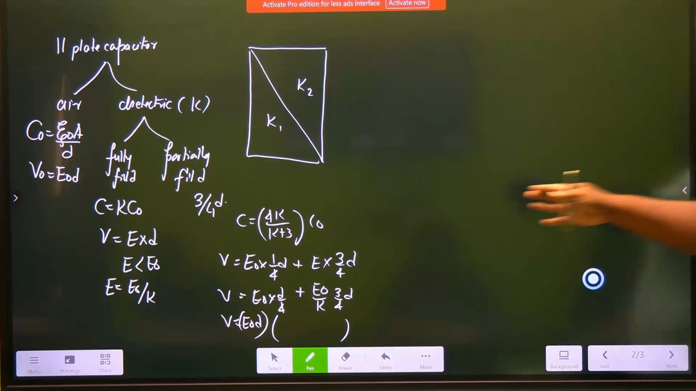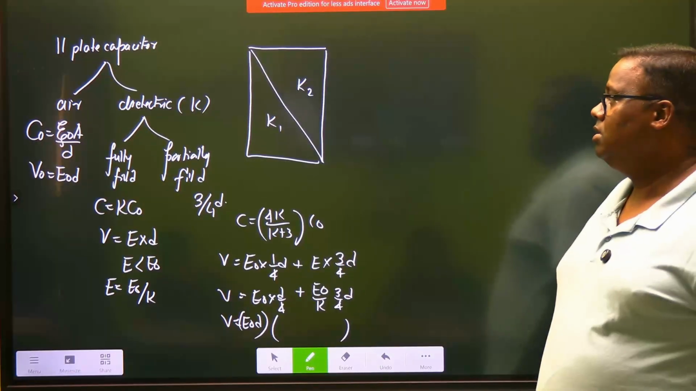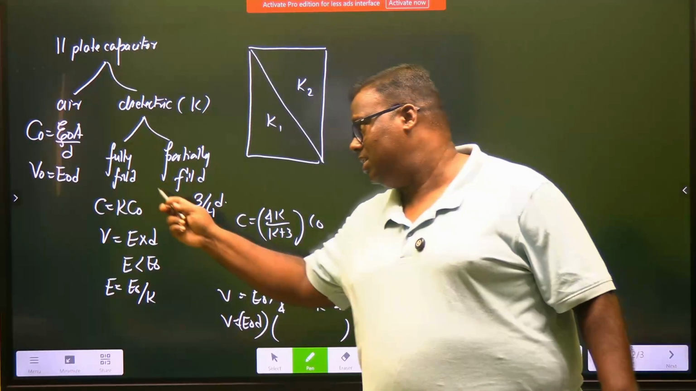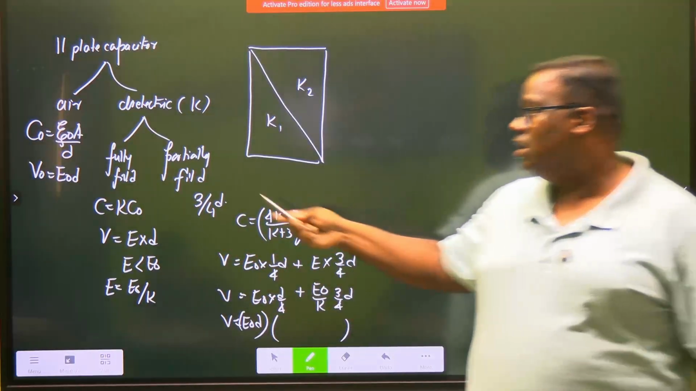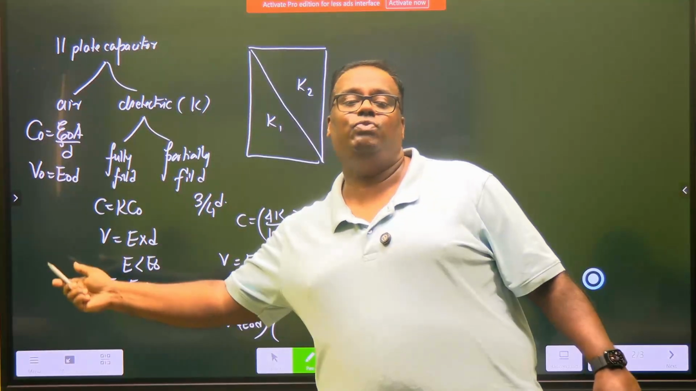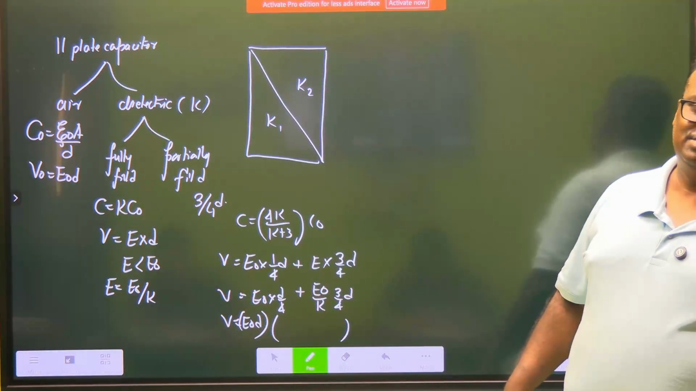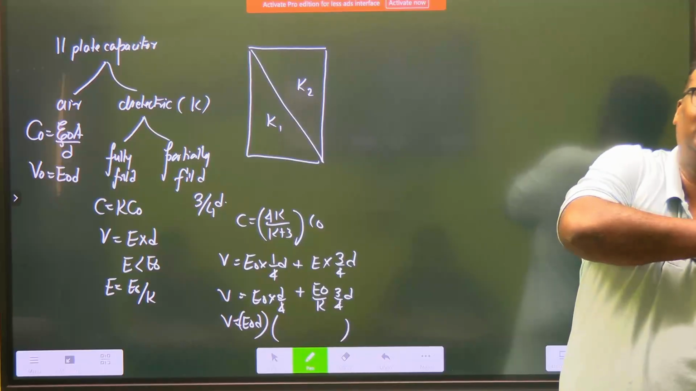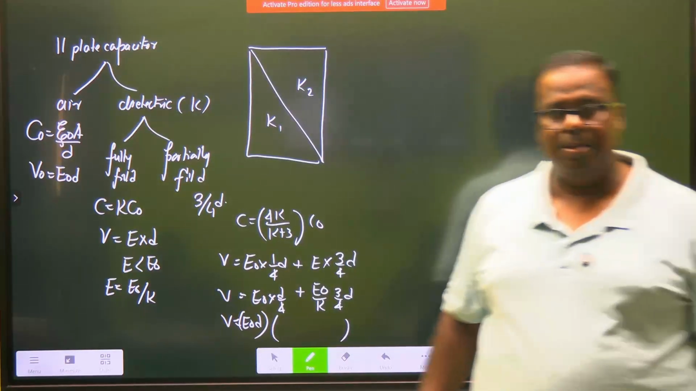Partially filled can be in a different way also. See, Zoe, in your case, it was partially filled, meaning that it is fully filled, but half with K1, half with K2. So apply the logic, horses for courses. Okay?